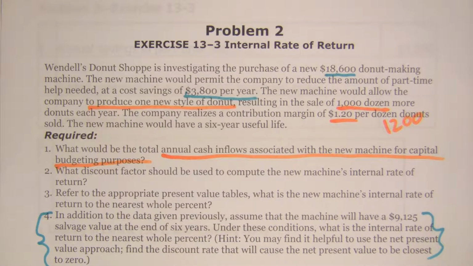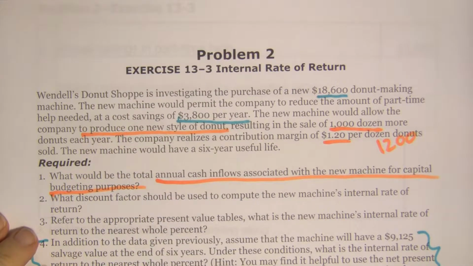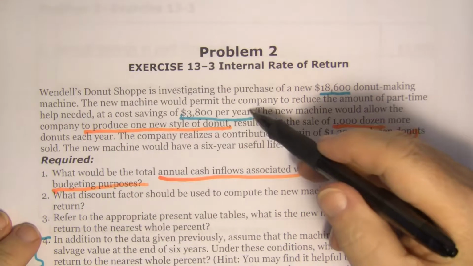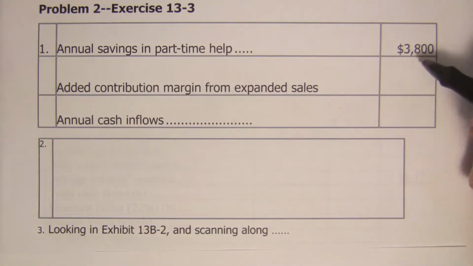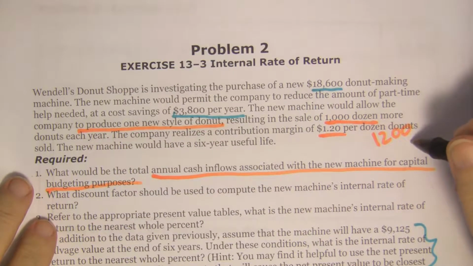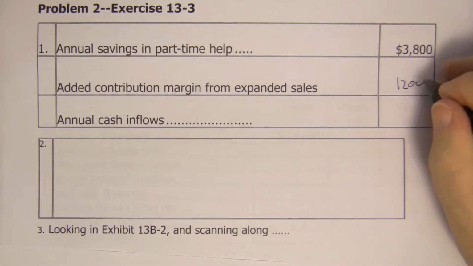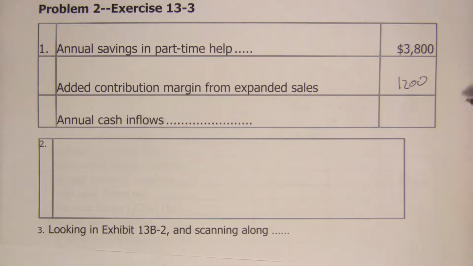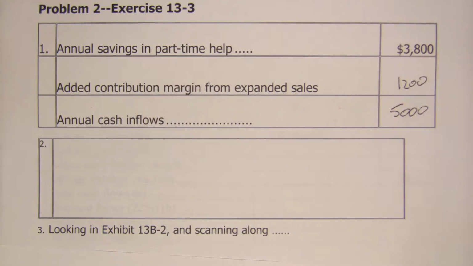Anyhow, what would the total cash inflows associated with the new machine be for capital budgeting purposes? Well, that's not so tough. The hard part was you had to realize that if you're not spending money, it's the same as receiving money. So the annual savings is $3,800 plus the additional $1,200 new contribution margin. So the annual cash inflows will be $5,000.